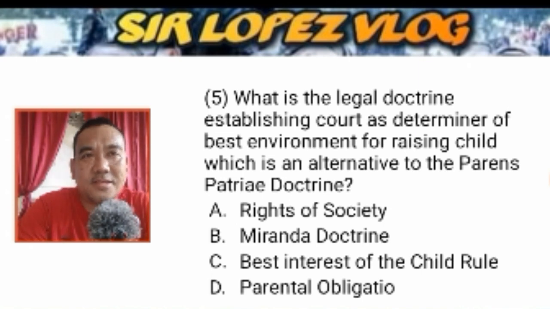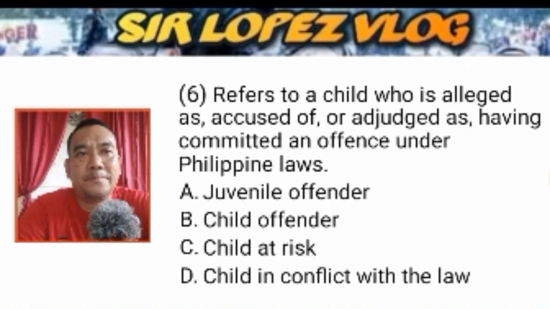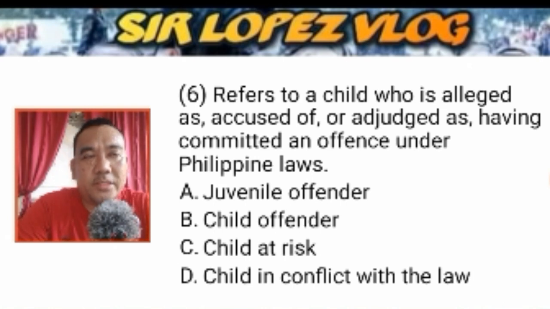Next is number 6. Refers to a child who is alleged as accused of or adjudged as having committed an offense under Philippine laws. A, juvenile offender. Letter B, child offender. Letter C, child at risk. Or letter D, child in conflict with the law.